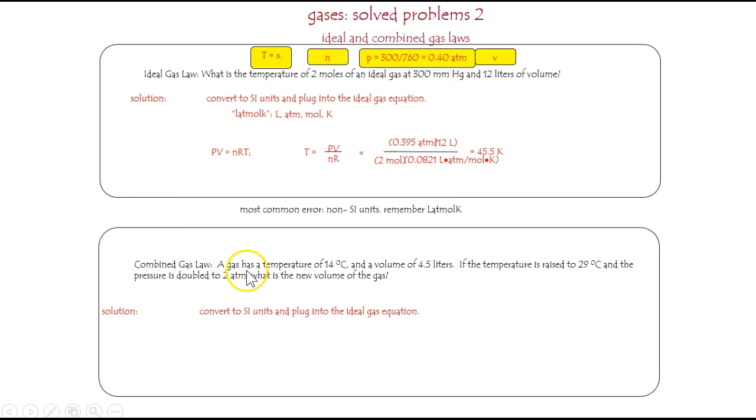Okay, let's do another problem. Lots of data in this one. A gas has a temperature of 14 degrees Celsius. I know to add 273 to get my Kelvin temperature. And a volume of 4.5 liters. That's a V. Temperature goes up to 29. That's not much of an increase. It's only going to 302 Kelvin.